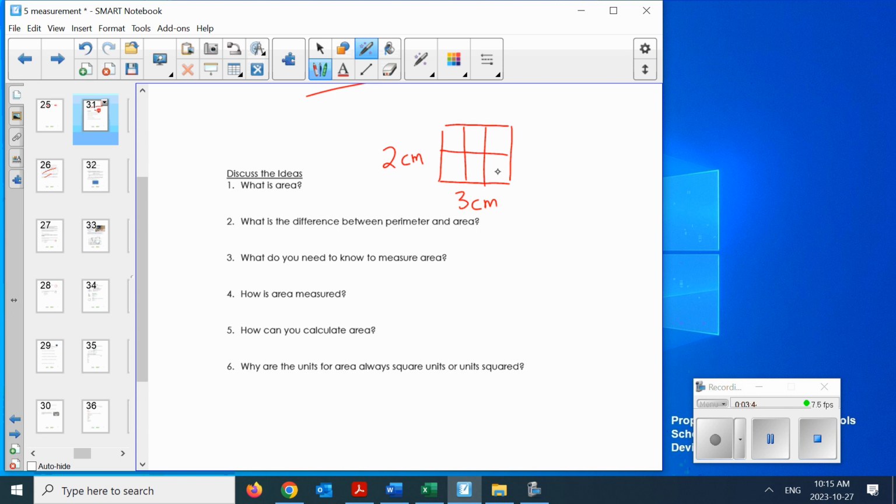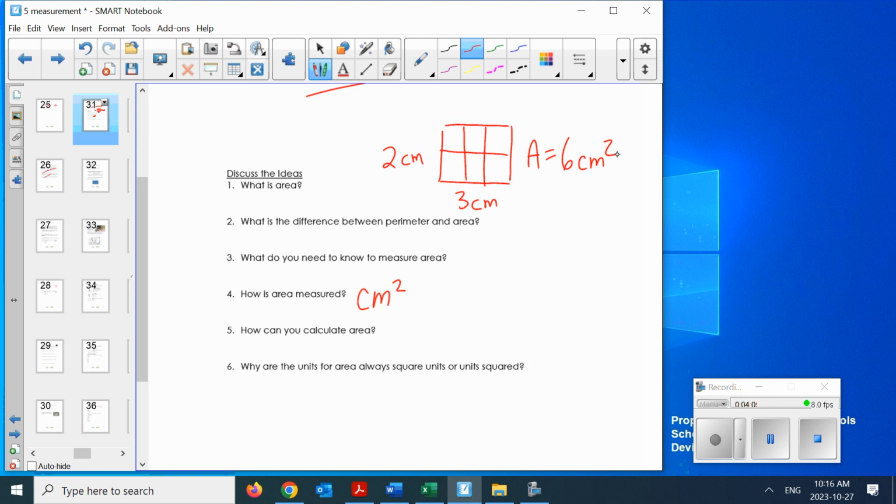What do you need to know to measure area? Well, for a rectangle, you need to know a length and a width. You need 2 measurements. And area is measured in square units. So how is area measured? I'll put centimeters squared. That's the example I use up here. The area is equal to 6 centimeters squared when you multiply 2 by 3. It could be inches squared, feet squared.